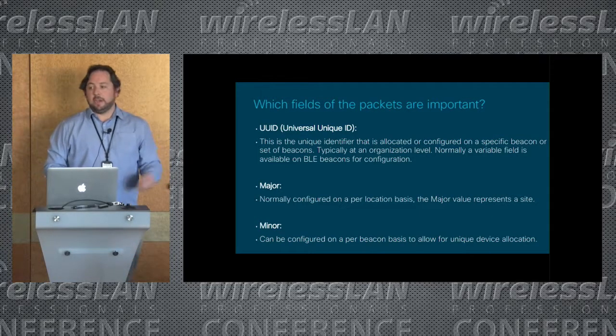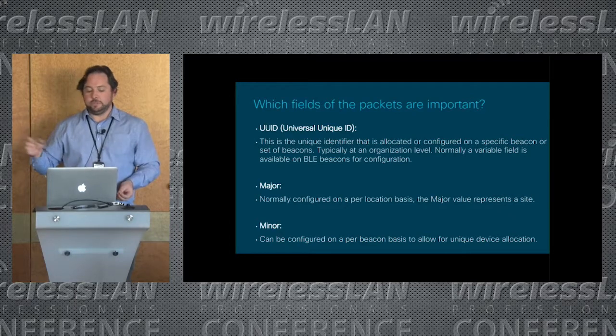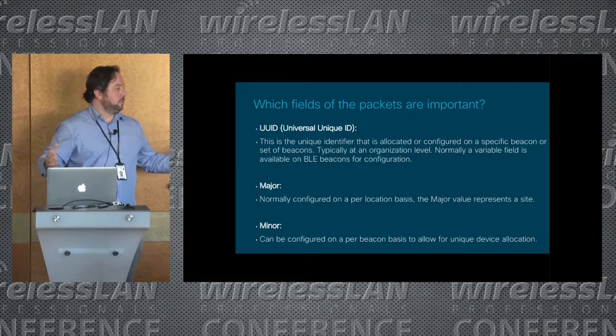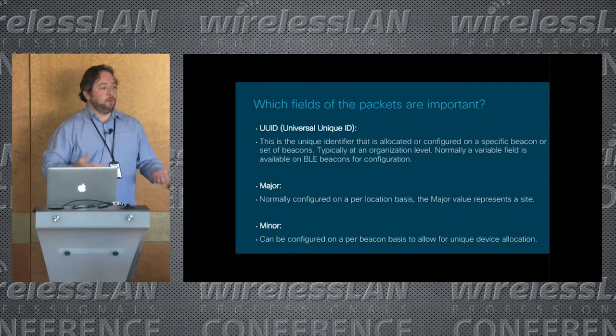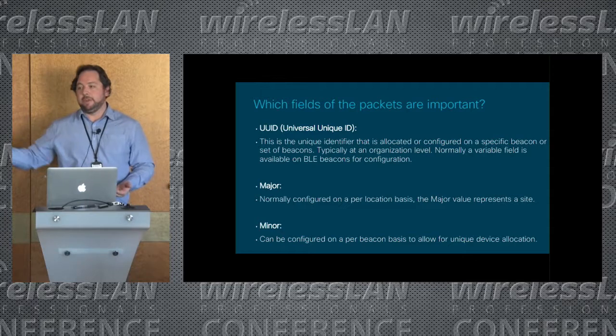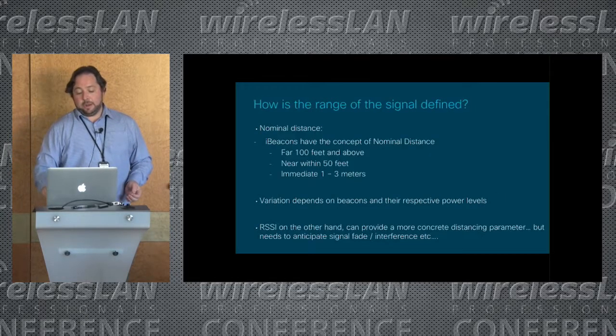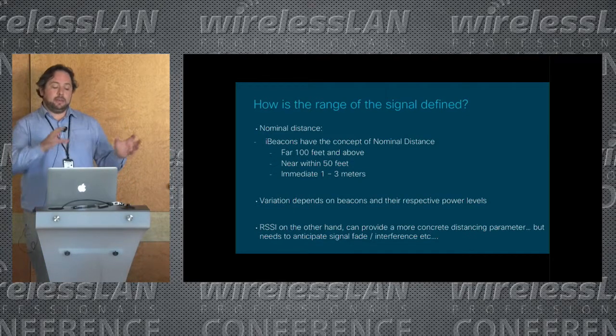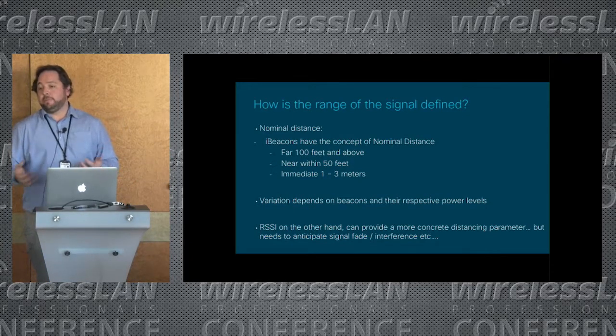Further to this, you've got other variable attributes that you can change. You've got the major fields and the minor fields. A major field you would typically configure for a floor or location. The minor fields would be a per device attribute, so you can recognize beacon 1 versus beacon 2. On an application level, things get more detailed depending on what type of application you're using.